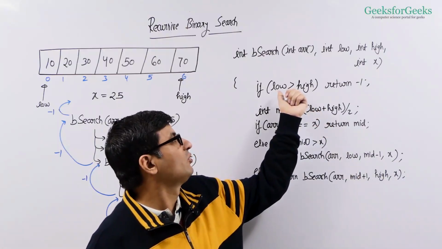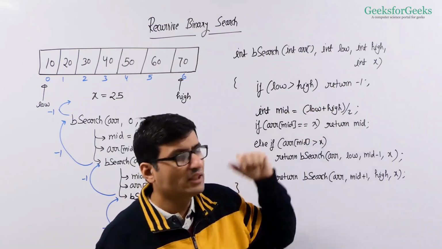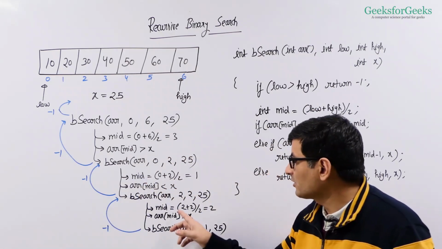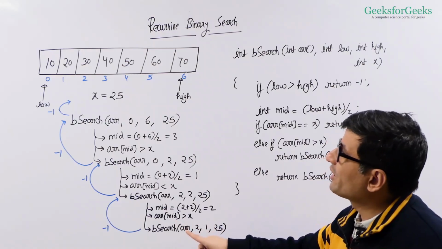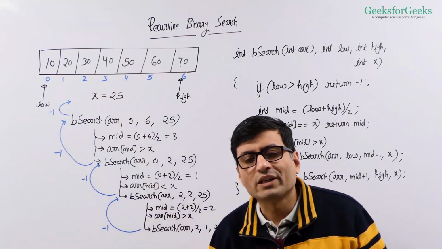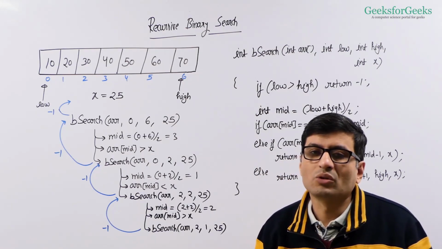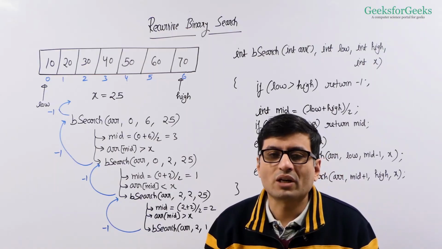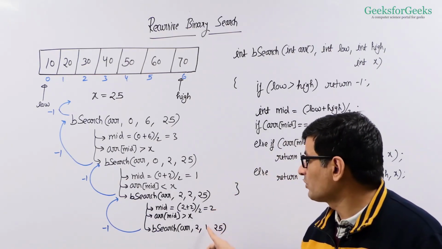We still have low equal to high, not greater than high. So we are not going to fall into this base case. We are going to compute the mid as 2 plus 2 by 2, which is 2. Now we compare array mid and next. We compare 30 and 25. And 25 is smaller than 30. So we need to go to the left side. To go to the left side, we change our high to mid minus 1. So our high becomes 2 minus 1, 1.